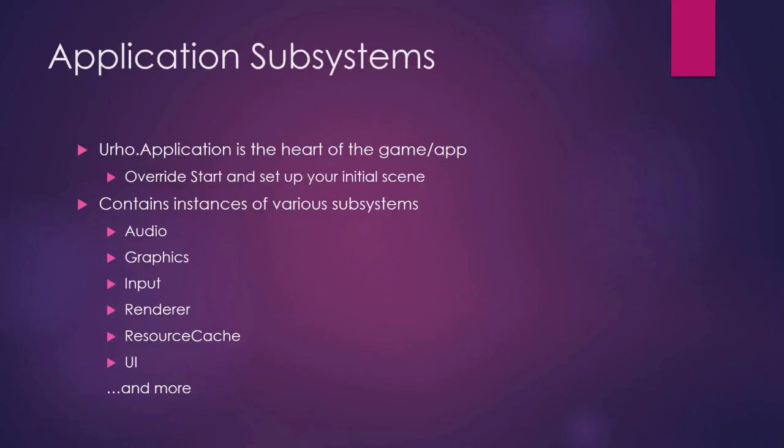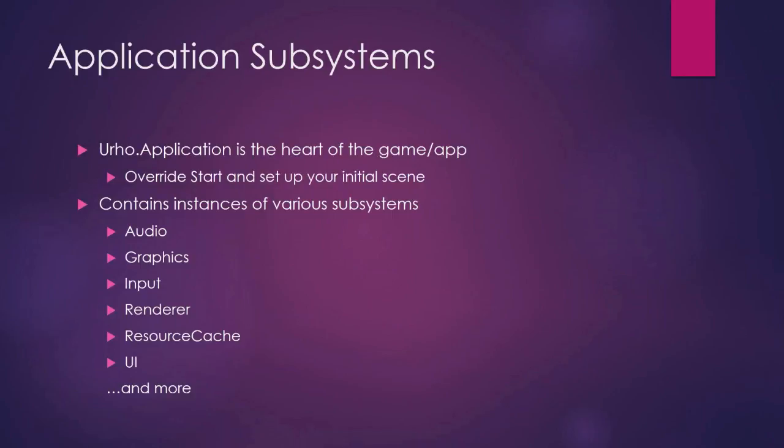So the application class, which is subclass, that contains properties with instances of the engine subsystems, and the subsystems are what actually do all of the work. So the audio subsystem, for example, looks at all of the nodes in your scene, takes the audio components on those nodes, and then renders them relative to the camera into an actual audio stream and outputs it out the speaker or headphones or whatever.